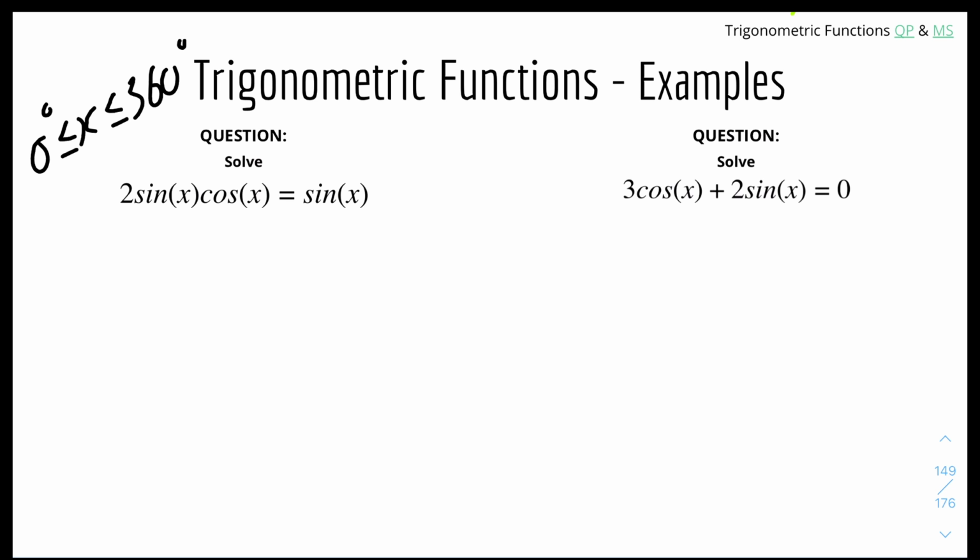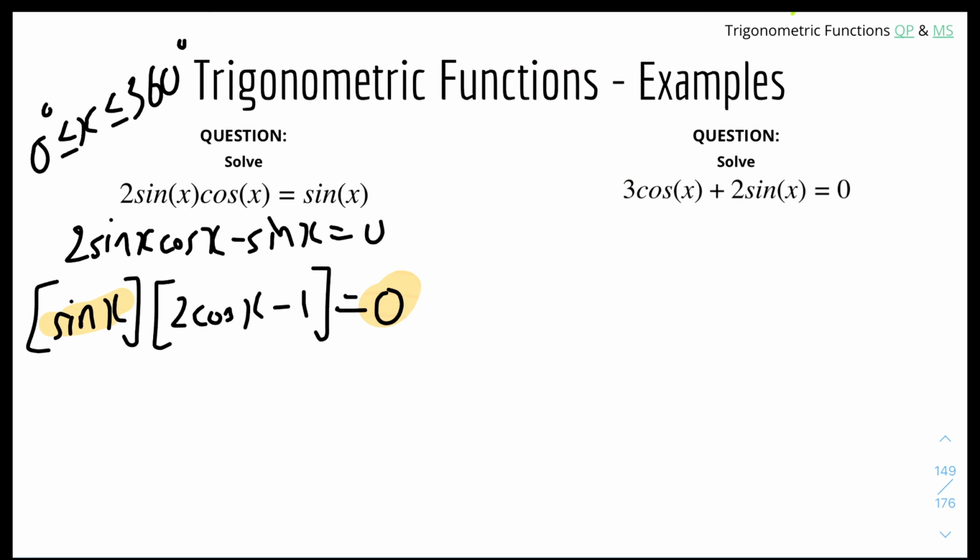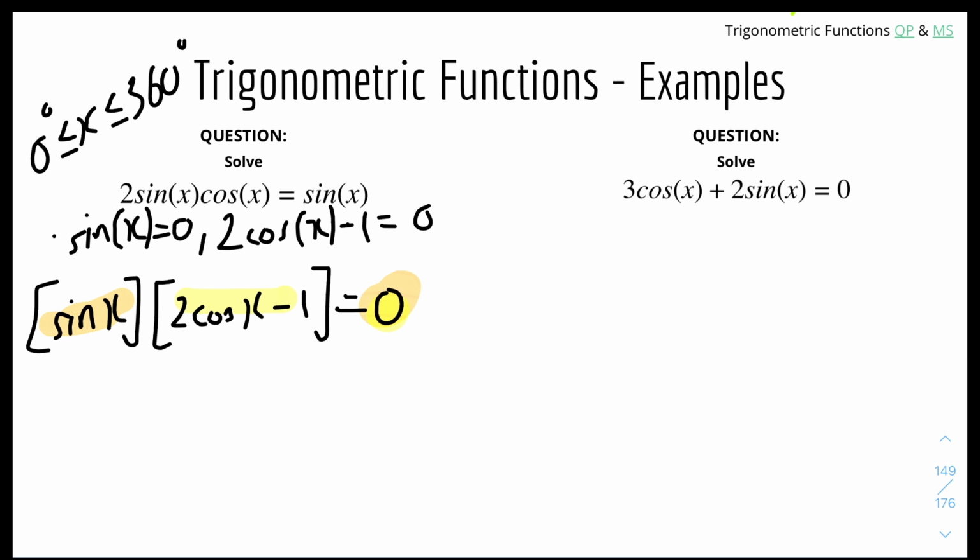So what you can do is rearrange to get everything on one side. So 2 sine x cos x minus sine x equals 0. Group it together to get sine x times (2 cos x minus 1) equals 0. This means that sine x equals 0 or 2 cos x minus 1 equals 0. So you have to solve two functions. Just write this out: sine x equals 0 and 2 cos x minus 1 equals 0, like so. So just solve these two functions.